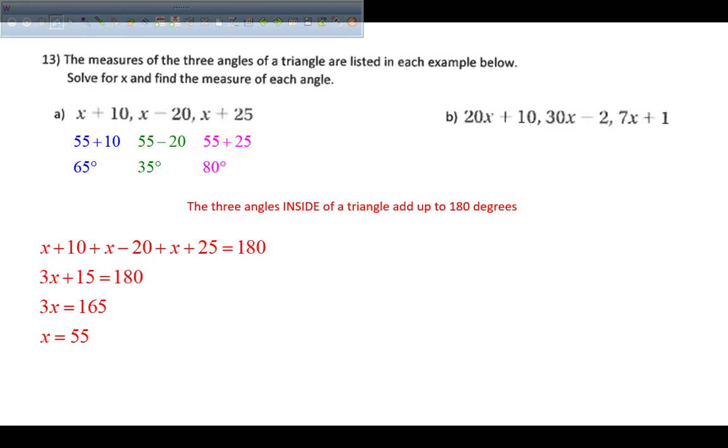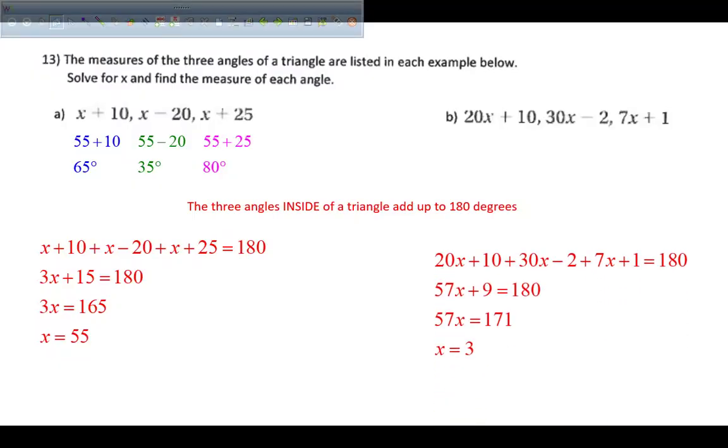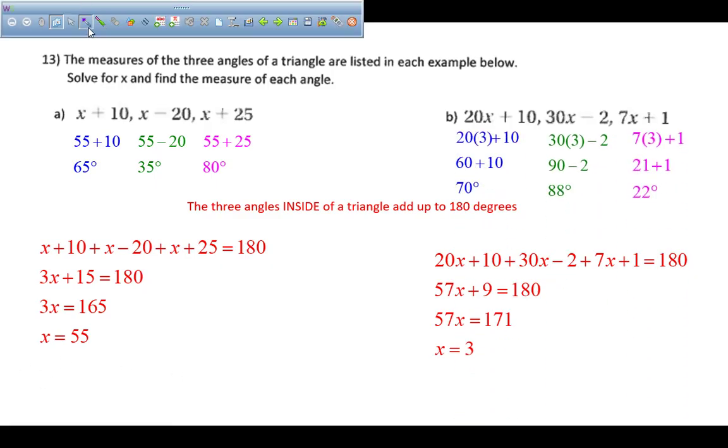All right, same idea for the next one. I'm going to take those three equations and add them together and set them equal to 180. Work my way through the problem. X is 3. But then I need to plug that in to get the three remaining angles. So plugging that 3 in, I got 70, 88, and 22. What do we think? Okay with that?